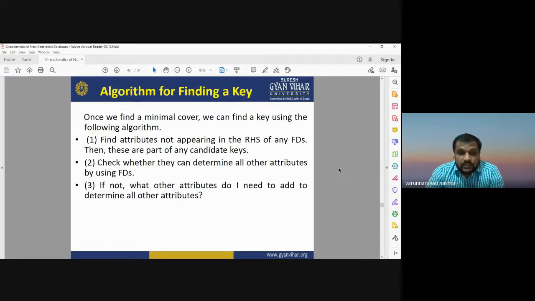So what algorithm can be applied for finding a key? Once we find a minimal cover, we can find a key using the following algorithm. We should work on finding the attributes that do not appear in the right hand side of any functional dependencies. These are part of any candidate key, and we should check whether they can determine all the attributes using the functional dependencies. If that is not the case, what other attributes do I need to add to determine all other attributes? This is the basic algorithm for finding a key in case of functional dependencies.